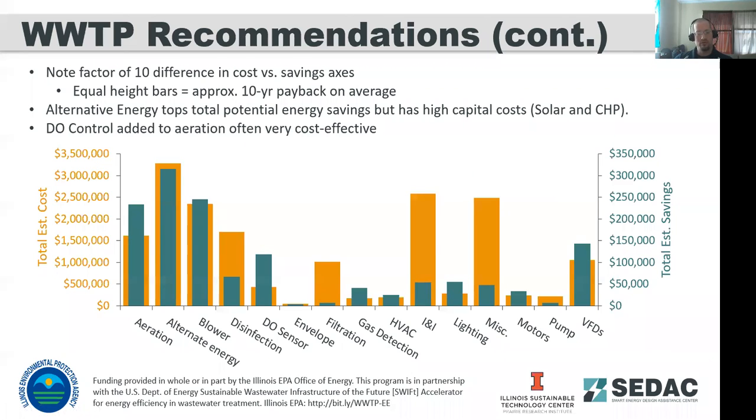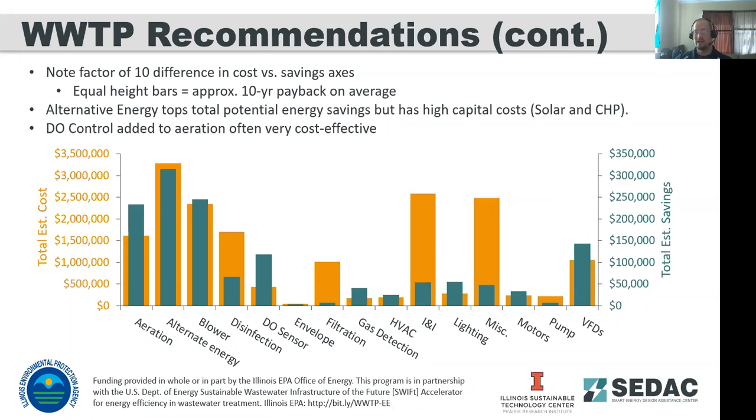This chart is showing, of those recommended measures, what the total estimated capital cost for the measures that we've recommended is, and what the total estimated savings are is in green. What I want to point out is there's a factor of 10 difference between the cost columns and the savings columns. So if they're approximately the same height, overall on average, it's about a 10-year payback for those measures.